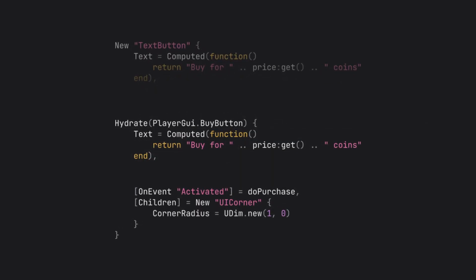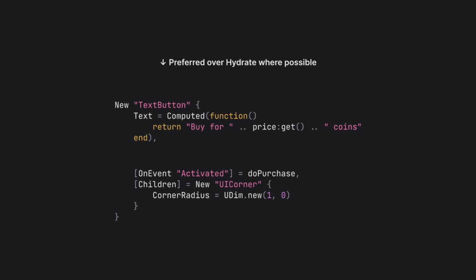This is an experimental API, so we're probably going to tweak it going forward, but for now, this should allow you to achieve more with your Fusion code. However, we still recommend using new if it's possible and you're comfortable doing so.